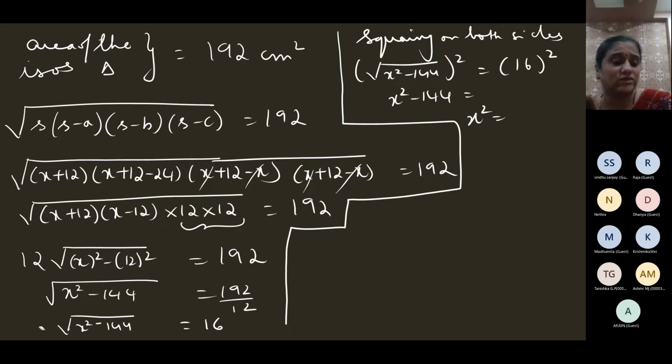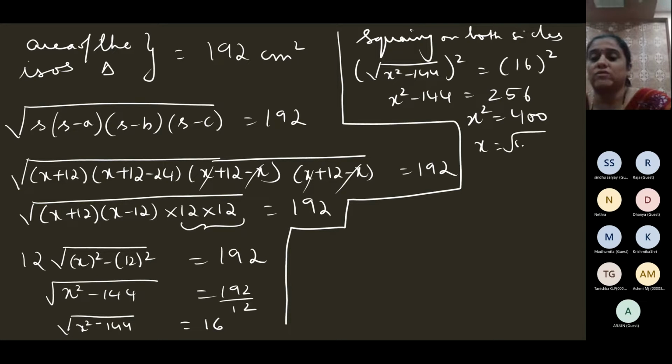16 squared is 256. So sorry. 16 squared is 256. I wrote 196, sorry. Yeah, so this is 400. X is equal to square root of 400. X is equal to 20.